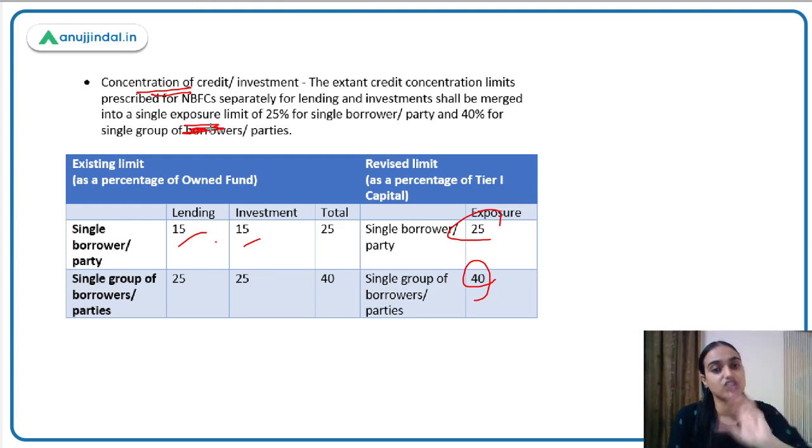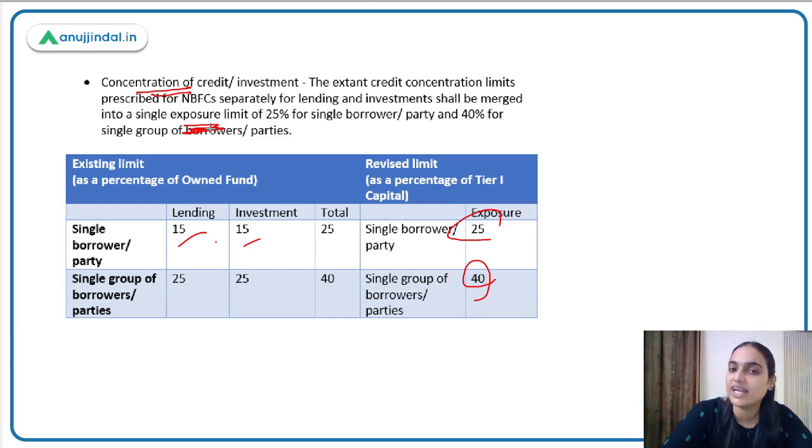ये लिमिट्स चेंज कर दी गई हैं ठीक है, कितना आप इन्वेस्ट कर सकते हो या कितना आप एक सिंगल बोरोअर को बेसिकली लेंड कर सकते हो. Okay, so these concentration limits will be for lending and investments that have been merged together. सिंगल पार्टी में कितना इन्वेस्ट हो सकता है या कितना सिंगल पार्टी से बोरो कर सकते हो.